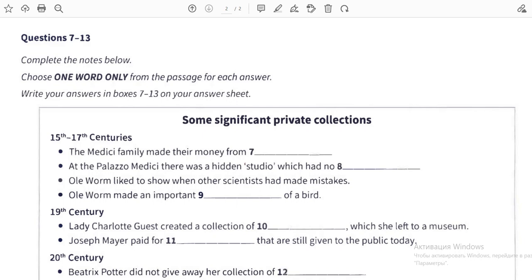Use locating words such as dates. Here it is 15th, 17th centuries. These are our hints, and you need to pay particular attention to them. And proper nouns, as in the Medici family made their money from. The Medici family are locating words, keywords, to help you find the specific parts of the text.